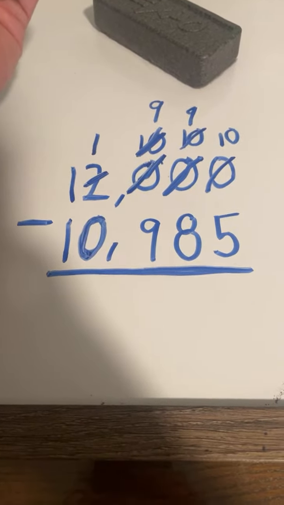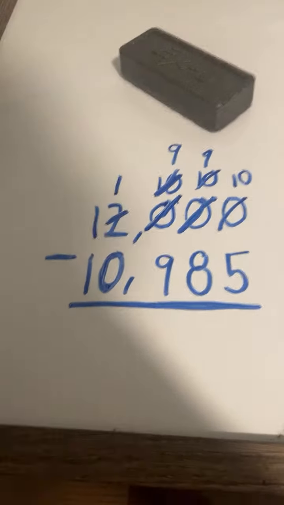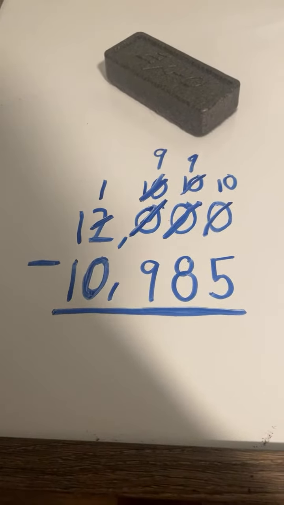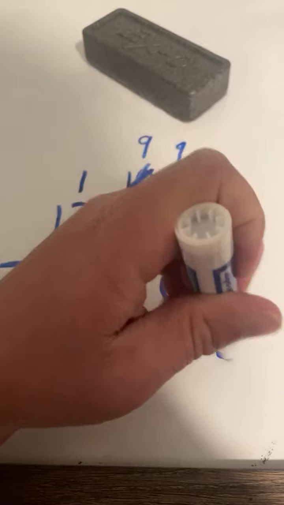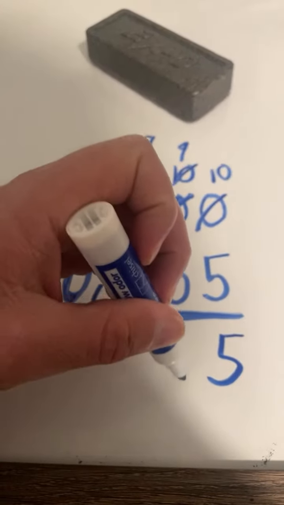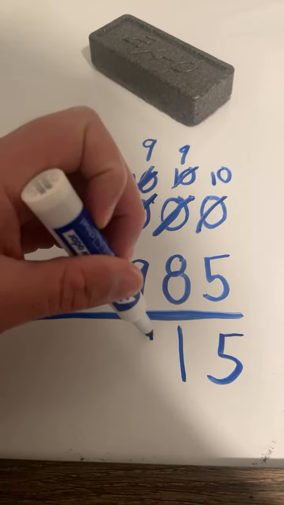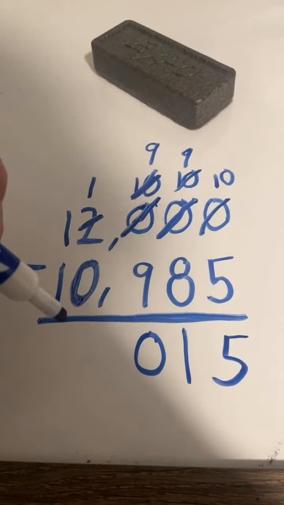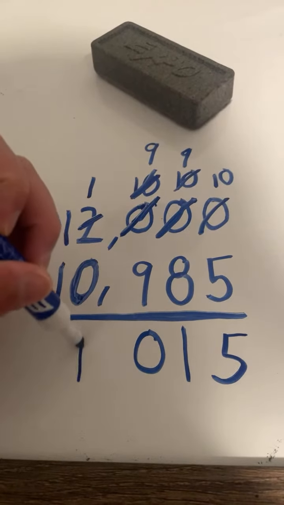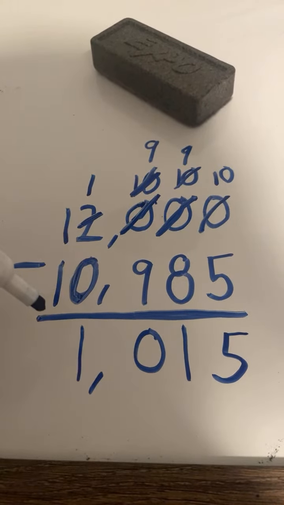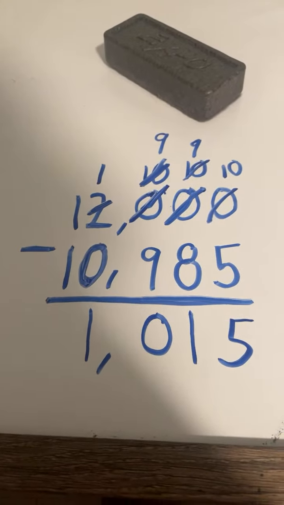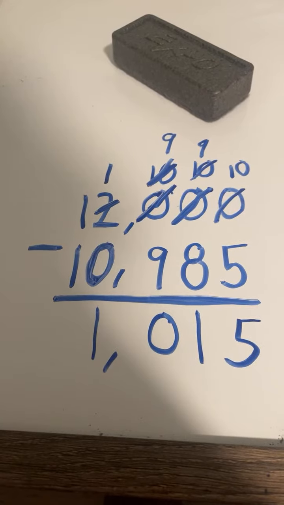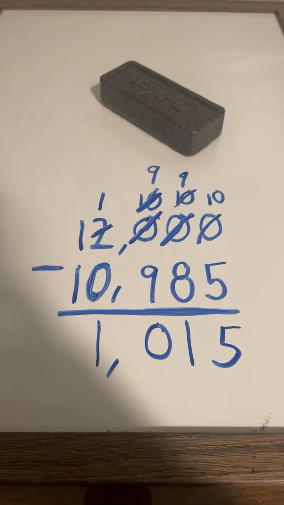We can now get into the subtraction. So we're going to start in the ones place with the digits all the way to the right. 10 minus 5 equals 5. 9 minus 8 equals 1. 9 minus 9 equals 0. 1 minus 0 equals 1. And 1 minus 1 equals 0. We don't actually need to put a 0 in front of the 1. We can leave that as is. All right, so we have our final answer. 12,000 minus 10,985 equals 1,015.